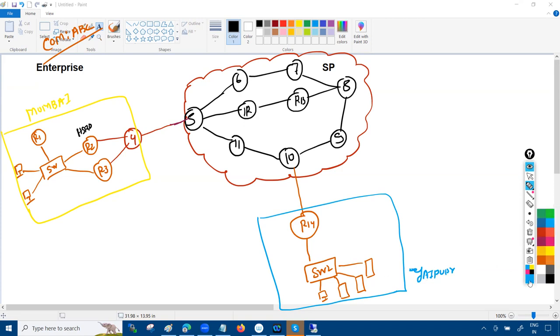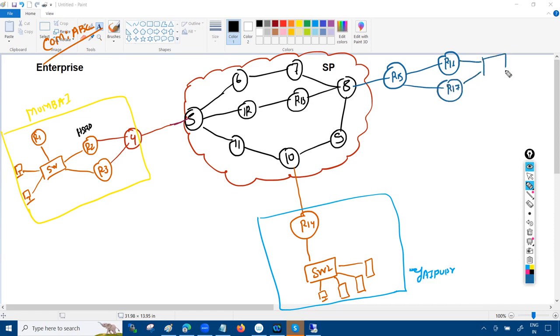At the same time, we have another branch office in a different location. This one, R8, is going to connect with router number 15. Router 15 is going to connect with the switch, and this site also has dual connectivity. Let me make some space over here. From router 15 we have connectivity with router number 16 and router number 17, and again we have a switch, and some users are connected with the switch.